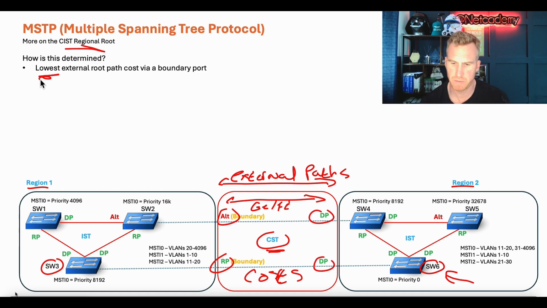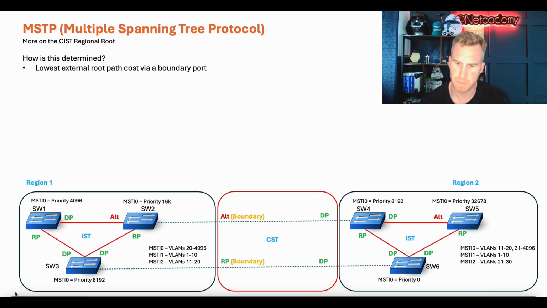And with these CIST interfaces, these external paths, the interface which has been elected as alternate or discarding between region 1 and region 2 is this interface here. It doesn't really matter about the interface number. I just wanted to keep the illustration as simple as possible. But you can see that this interface here has been elected as the root port. Yes, they're both boundary interfaces, but this is the root port because it had a lower cost.